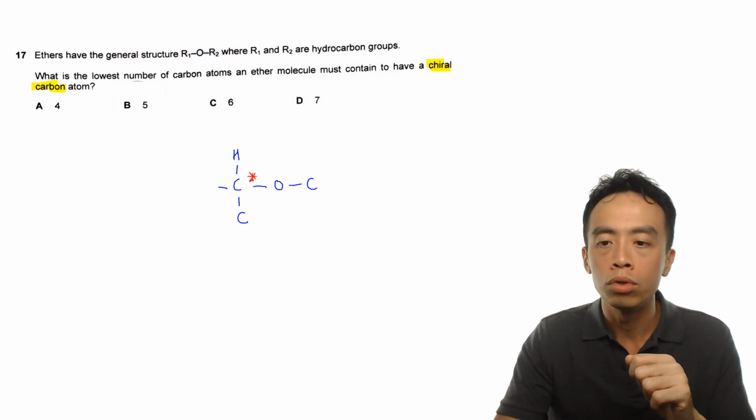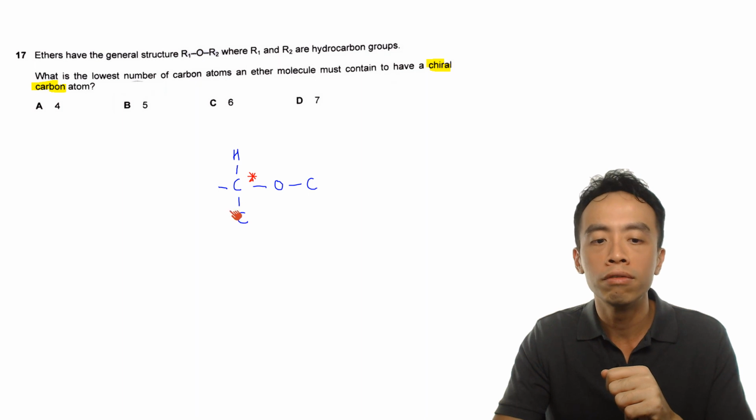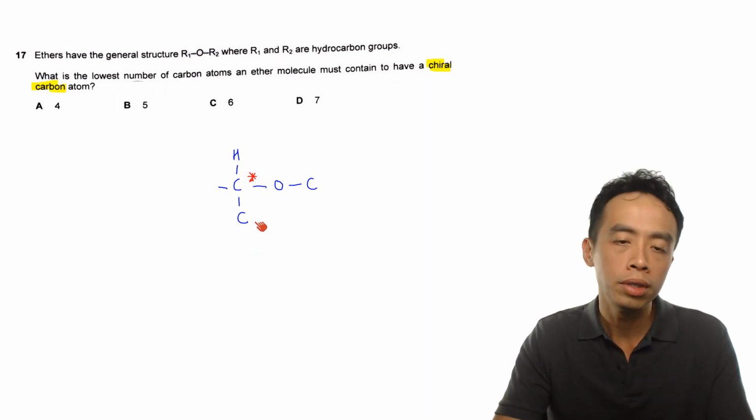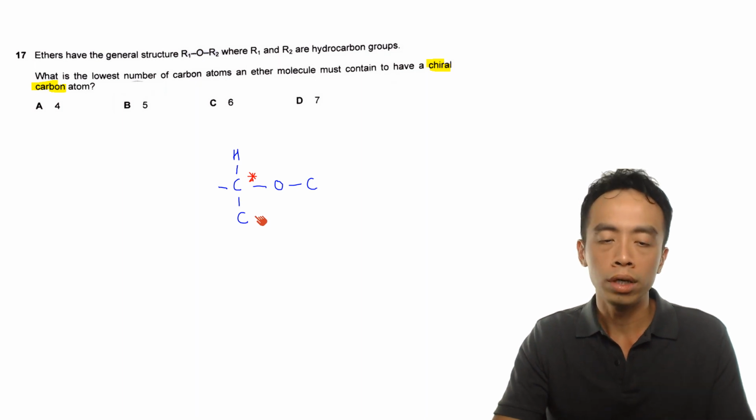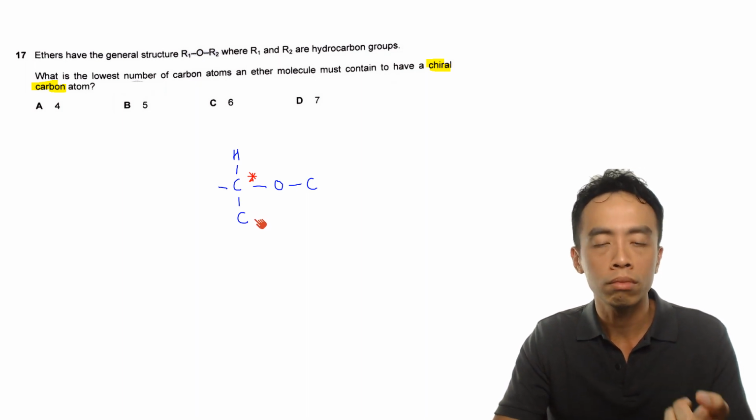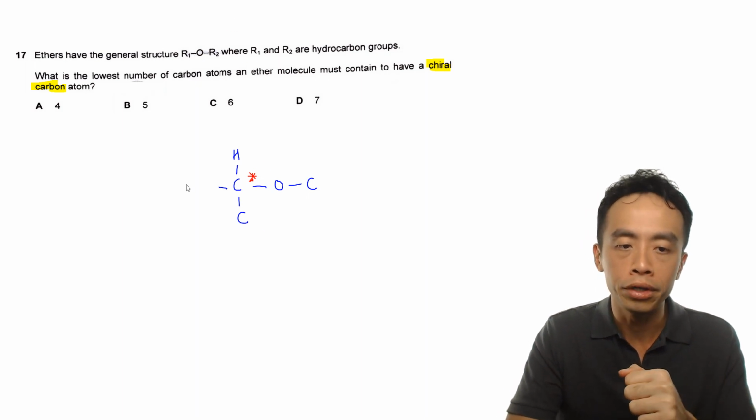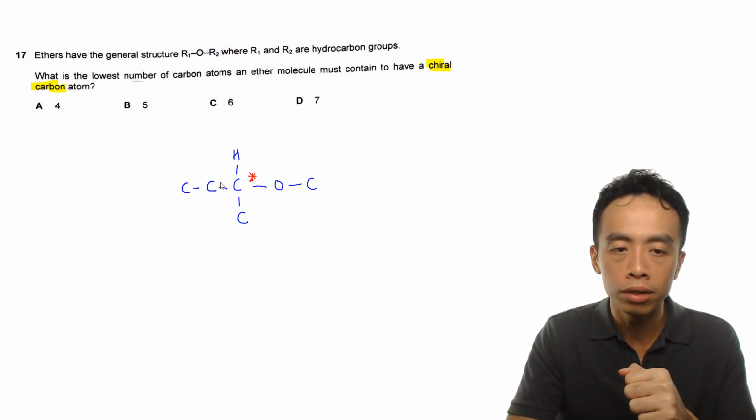Now this group, which also contains carbon, must be different from this methyl group, and it has to be slightly bigger than this methyl group. So what I'll have to do is put an ethyl group, a 2 carbon group, which is the next smallest group that I can put in. So this will be a 2 carbon group.